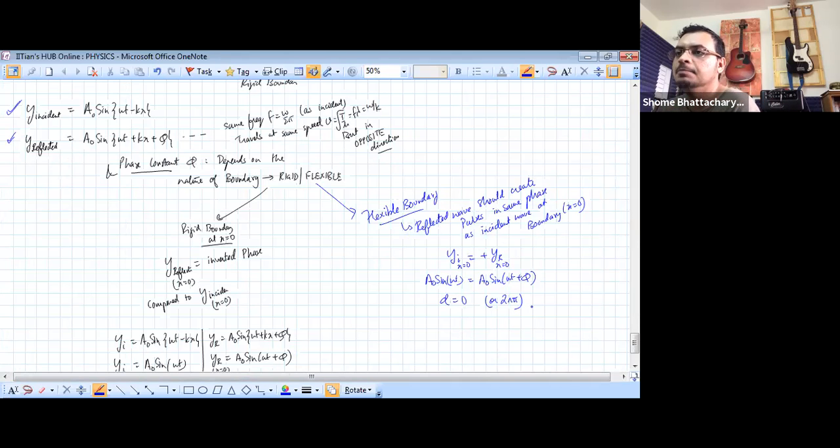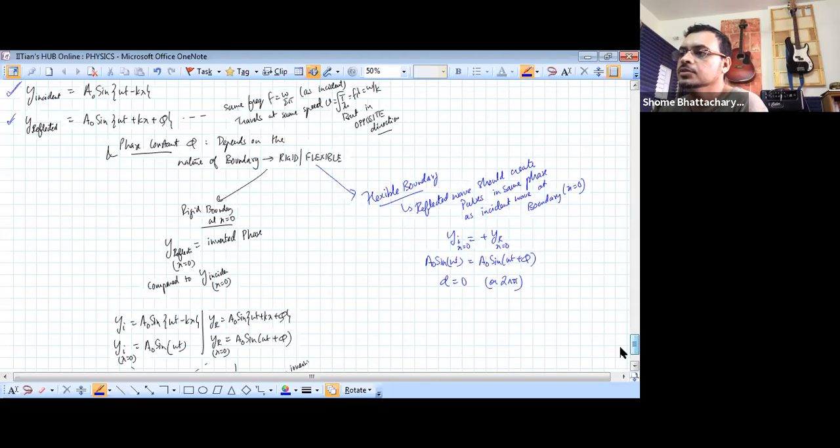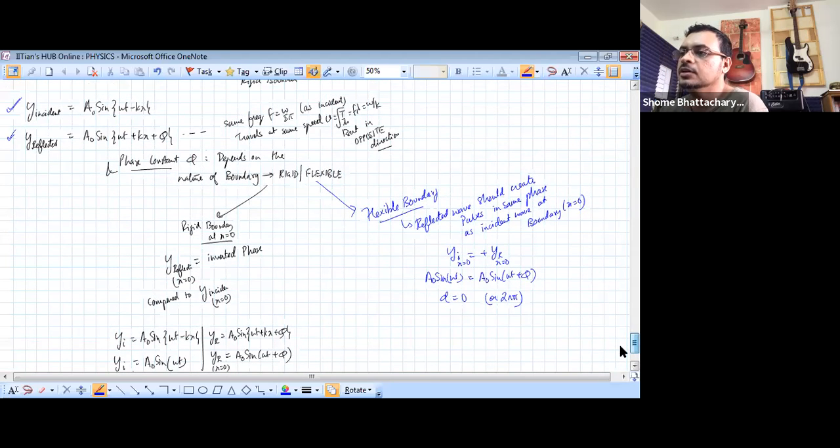And here remember, the amplitude of the reflected wave is the same as the incident, because we are assuming there is no dissipation of power at the boundary. The power incident by the incident wave is equal to the power reflected by the reflected wave. Okay, so just make a note of this and make sure you remember this concept, because next in numerical problems we'll see how to apply this.